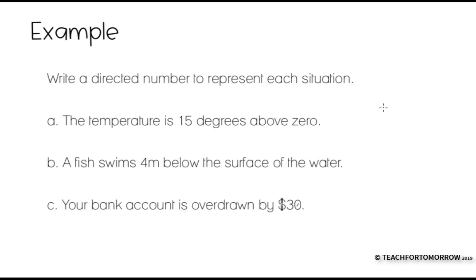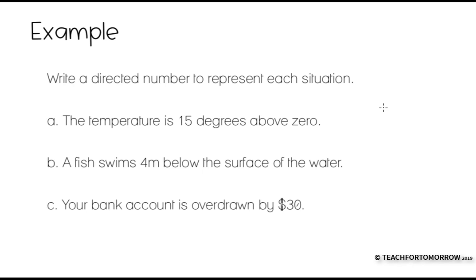Okay, so let's do another example. So we're going to write a directed number to represent each situation. Now, remember from previously talking that a directed number is when we're talking about a positive or negative number. It's telling us which direction of the number line we're going in. And obviously number, we need to have a number there with it.